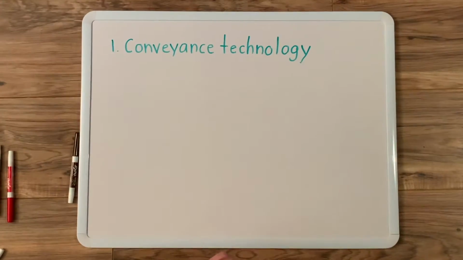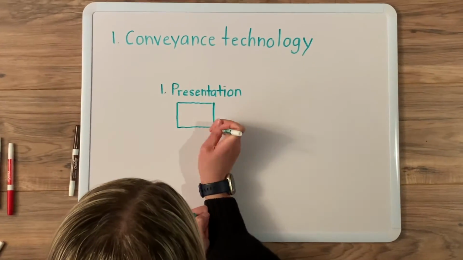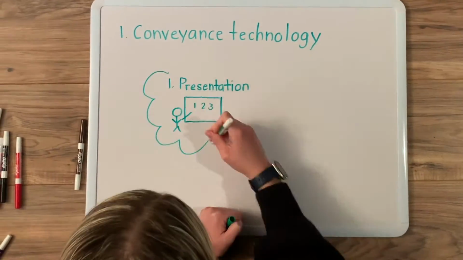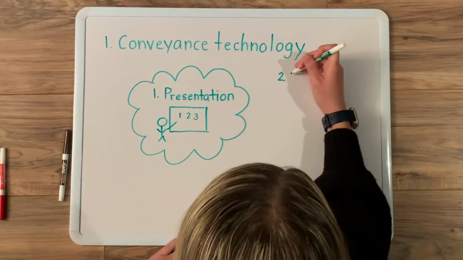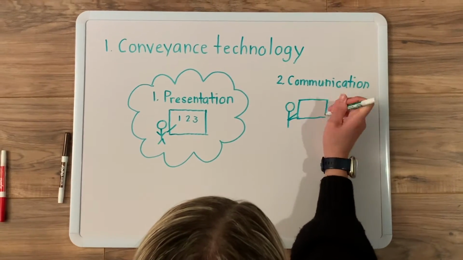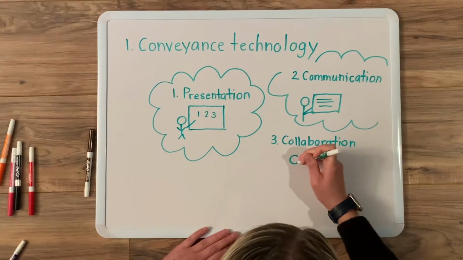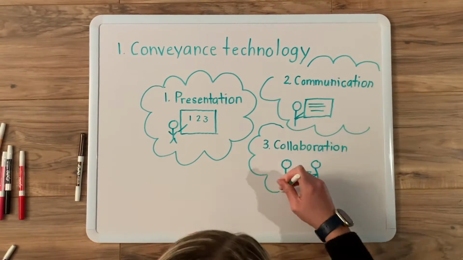Conveyance technology is not specific to math, but it can be used to transmit or receive information in ways that are helpful to math instruction. This includes methods of presentation, communication, collaboration, and assessment. These types of technology can be used as a vehicle to engage students in mathematical sense-making and reasoning.